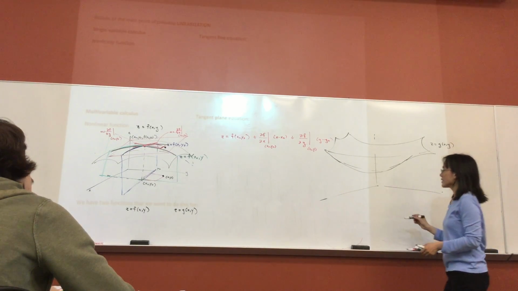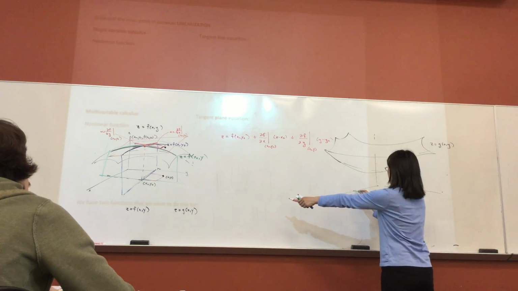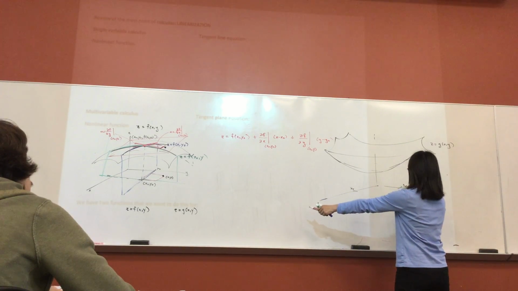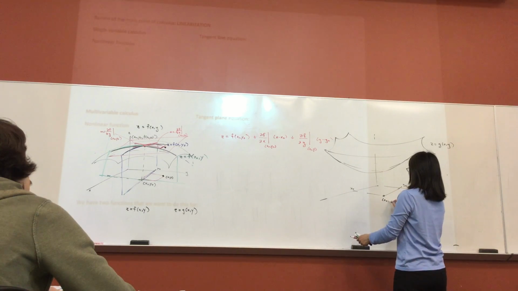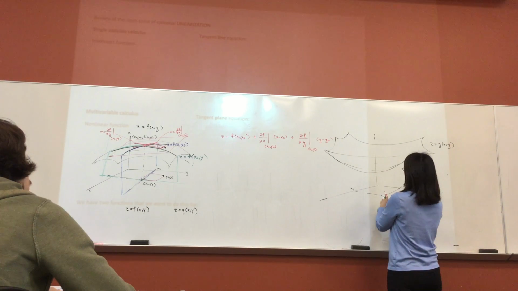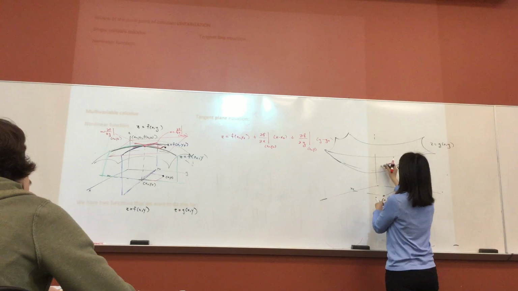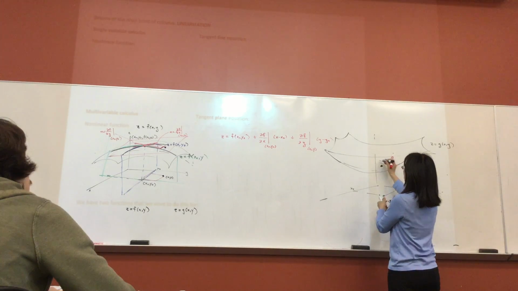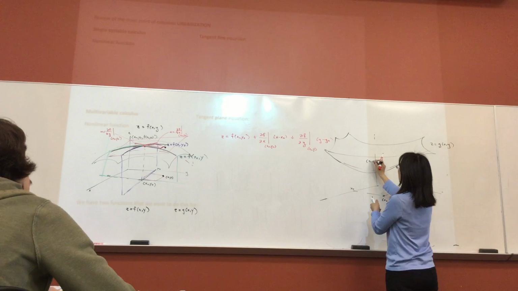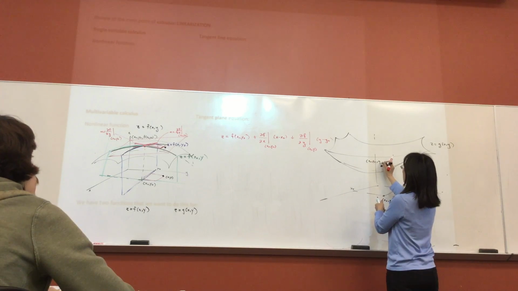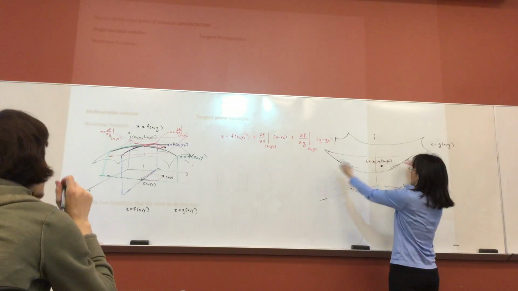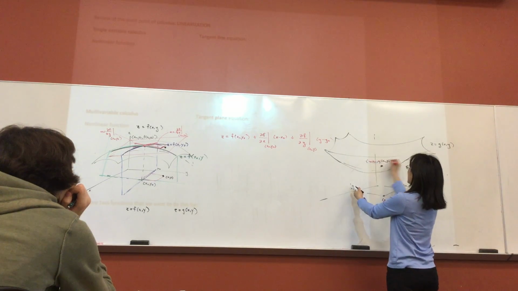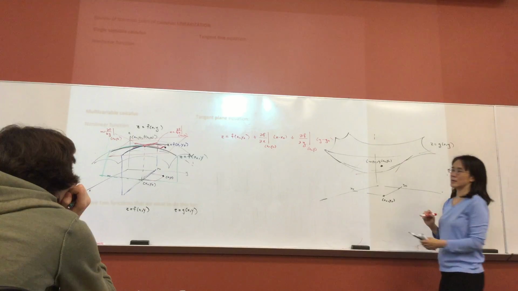And you do exactly the same thing. We have the same x naught and y naught. What we're going to do is approximate g. So this is the point on the surface, right? This is x naught, y naught, g of x naught, y naught, right?